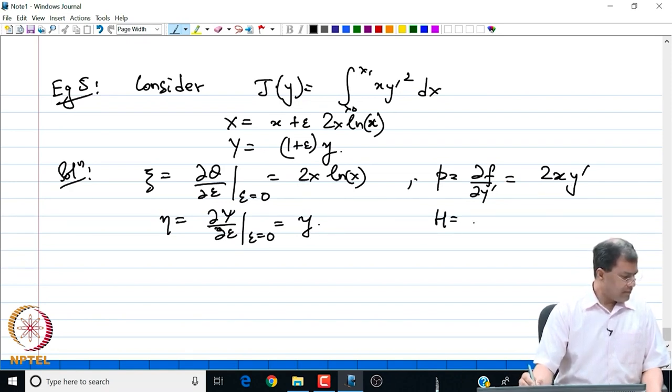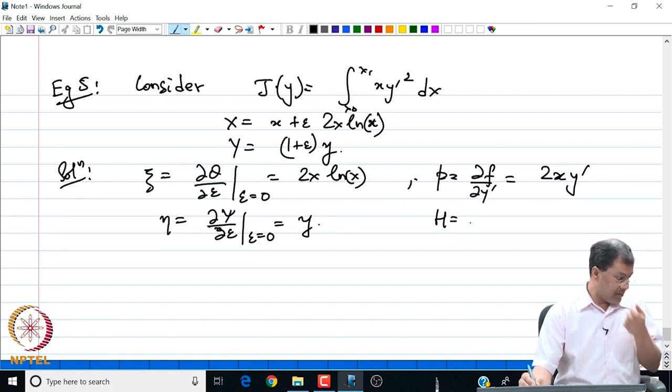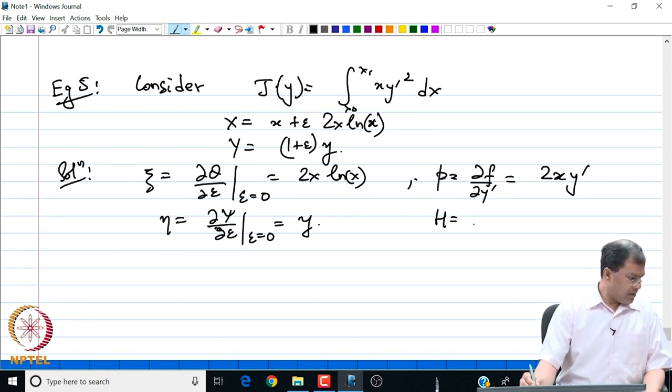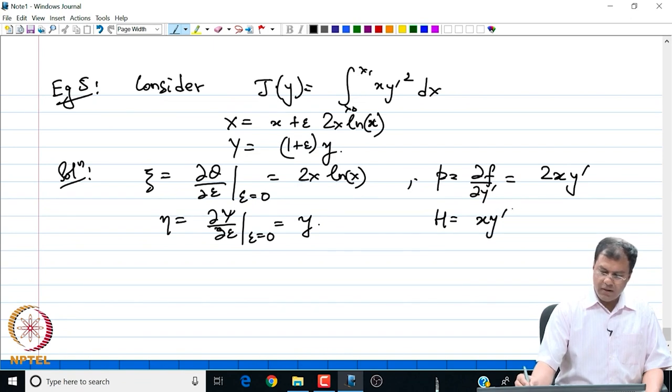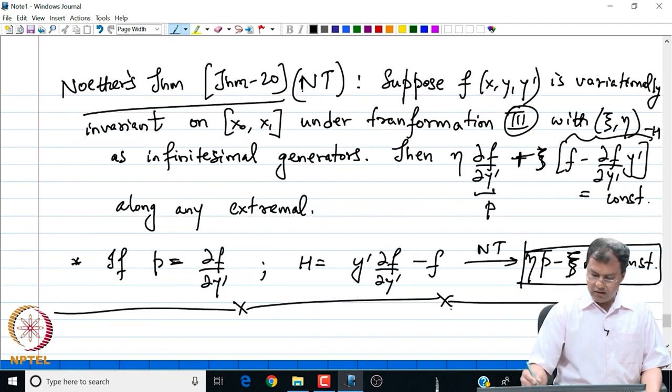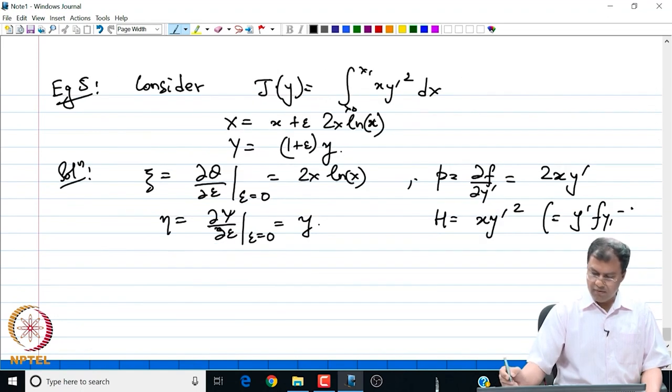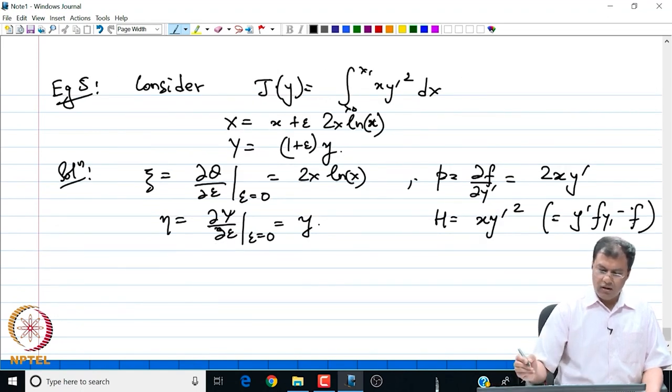And my h comes out to be, well, what is my h here? This comes out to be x y prime squared. This is nothing but y prime times f of y prime minus f. Okay. So, we get back the same expression, h is x y prime squared.